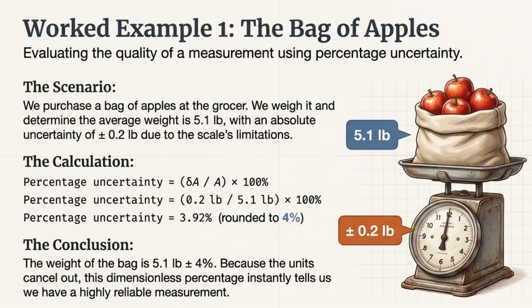To understand how reliable this measurement is, we calculate the percentage uncertainty by dividing the absolute uncertainty by the average weight, then multiplying by 100. In this case, that's 0.2 divided by 5.1, giving about 3.92%, which we round to 4%. This tells us that the weight is 5.1 pounds with a 4% uncertainty. Because this percentage doesn't have units, it gives us a clear and straightforward sense of how reliable the measurement is, showing that it's quite accurate.